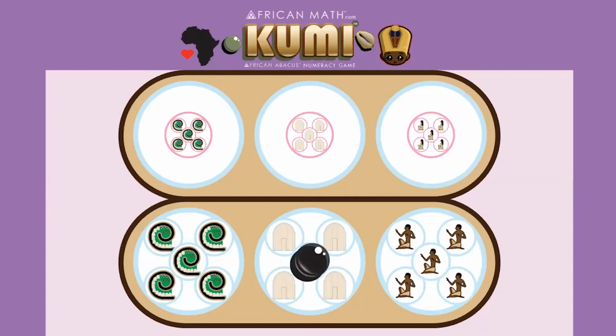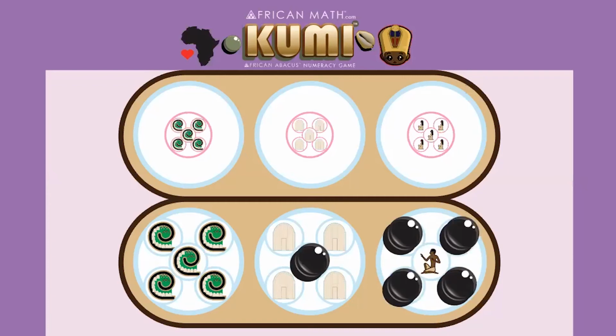So we're going to count on from 10. 10-1. 10-2. 10-3. Excellent. 10-4. Good job. 10-5. All right, we have 5.